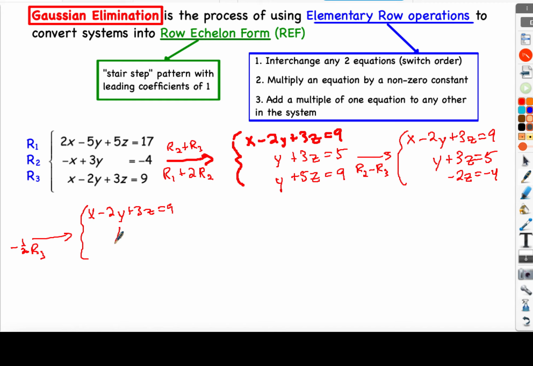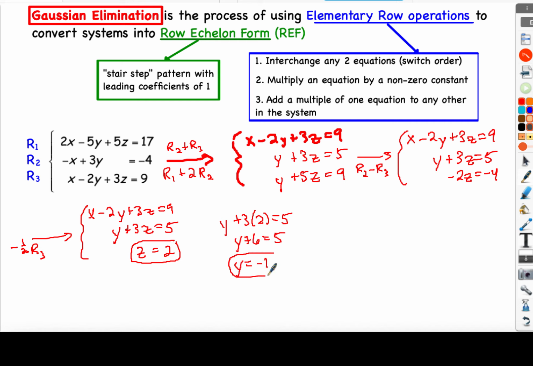I still like row 2. But if I multiply that bottom row by a negative 1/2, I'll get z equal to 2. And that is the first part of our answer. After that, what we can do is back substitute again, like we did on the previous screen. Why don't we just take y plus 3 times 2 equals 5. Well, if y plus 6 equals 5, then y equals negative 1.